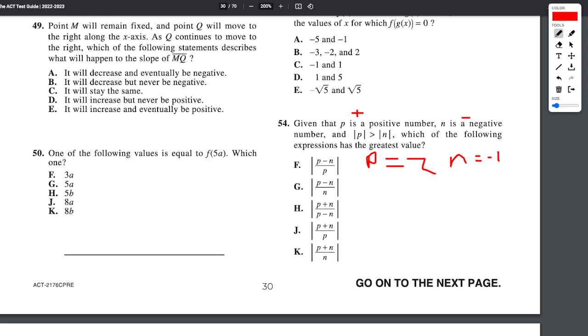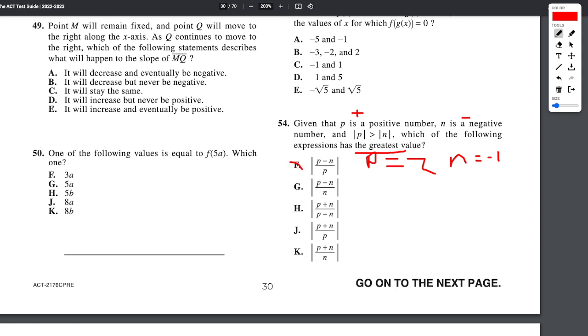Which of the following expressions has the greatest value? Now remember, these are all absolute values, so anything is honestly possible. So one question is, do we want a denominator of p or a denominator of n? Well, if you want a greater value, we want a really small denominator. Okay? And it says that the absolute value of p is greater than the absolute value of n. So you basically want a smaller denominator. Alright. So, yeah. We want a denominator of n.